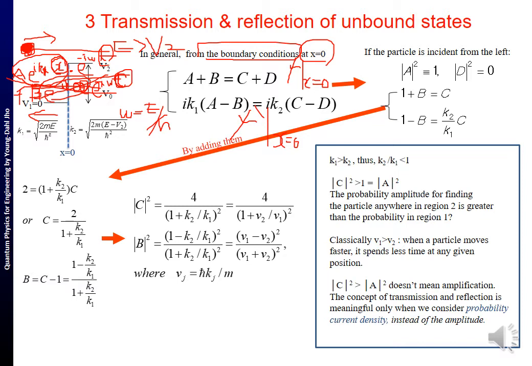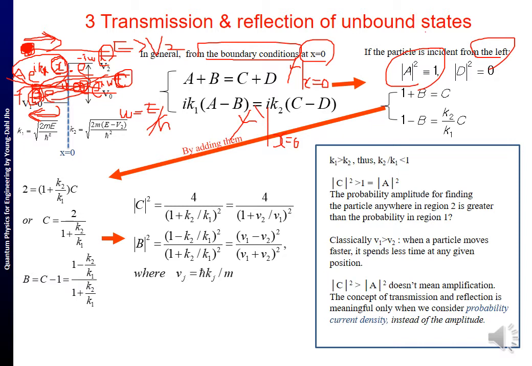And then if the particle is incident from the left, then A squared is set to be 1. Because A is incident like this originally, and then partially it will be reflected. If there is reflection, then B is non-zero and it can exist.